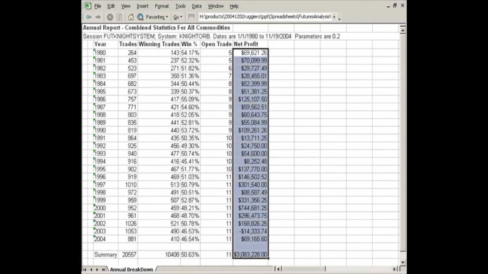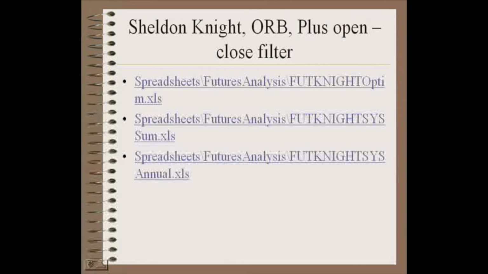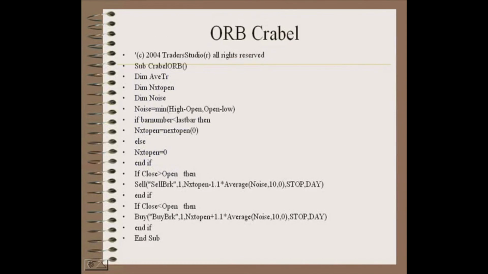Now we have Tony Crabel's pattern. We're calling this noise, which is the minimum of the high minus the open and the open minus the low. Same system, except we take 1.1 times the 10-day average.